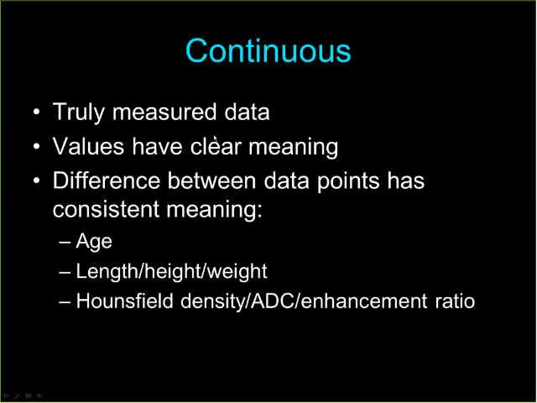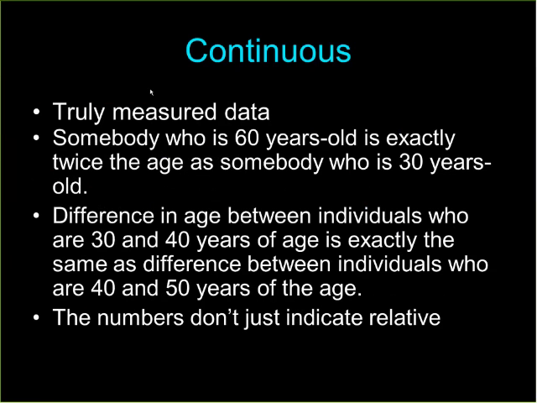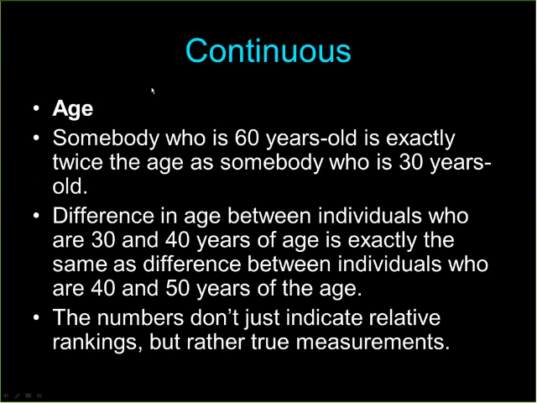And then the third group, we talked about continuous data. This is truly measured. The values have clear meaning. The difference between the points also has consistent meaning. So patient's age, lesion's length, height, or weight, a Hounsfield density, a quantitative ADC measurement, an enhancement ratio. So if you think of age, somebody who's 60 is exactly twice the age of somebody who's 30. The difference in age between individuals who are 30 and 40 years is the same as the difference between those who are 40 and 50. So here the numbers don't just indicate relative rankings, but are true measurements.